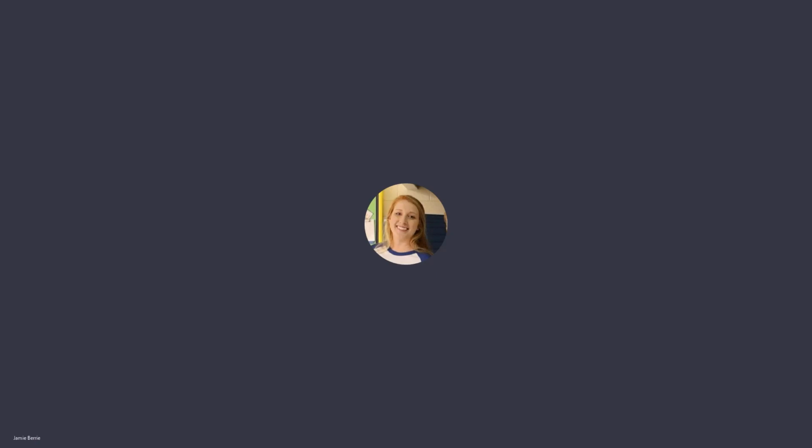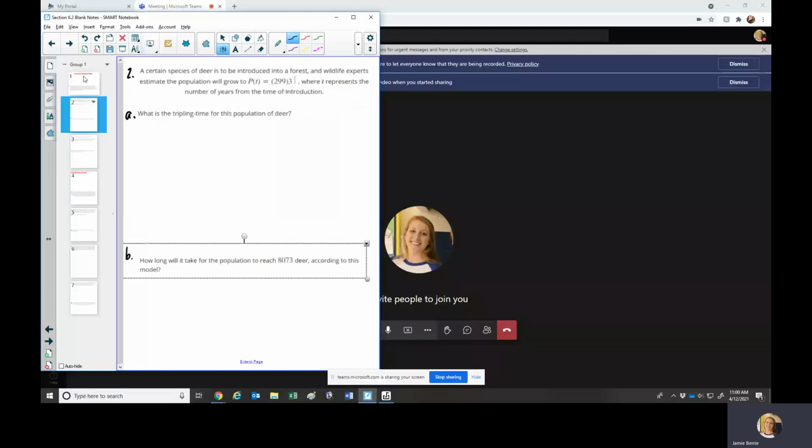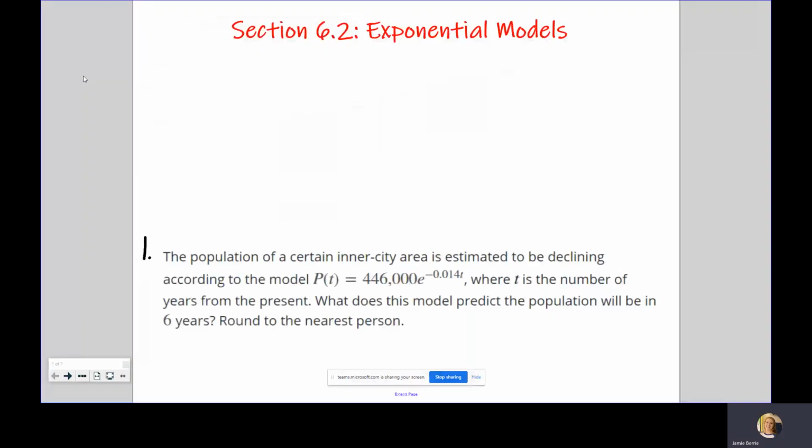In this video, we're going to go over section 6.2, which is called Exponential Models. I'm going to go ahead and share my screen with you guys. We're going to do a ton of examples in this section, and hopefully you will see one of every type that you will encounter on the homework. Exponential models arise naturally in lots of different types of real-world scenarios.